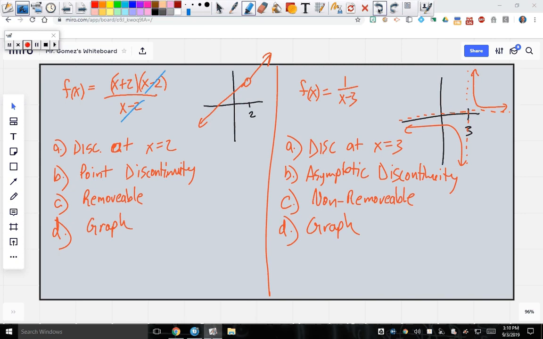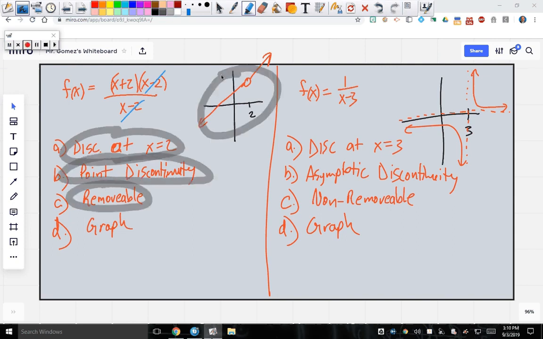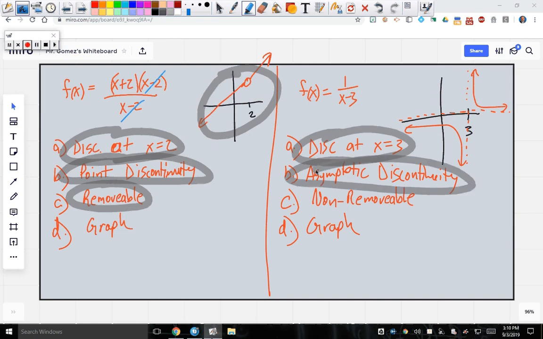Okay? Over here, this is just 1 over x shifted 3 to the right, and you see the discontinuity occurs at 3. It is asymptotic, it is non-removable, and there's the graph. So 1, 2, 3, 4, 5, 6, 7, 8. And if you got it perfect, I'll give you 160 points. Okay? So real quick. Team 2.